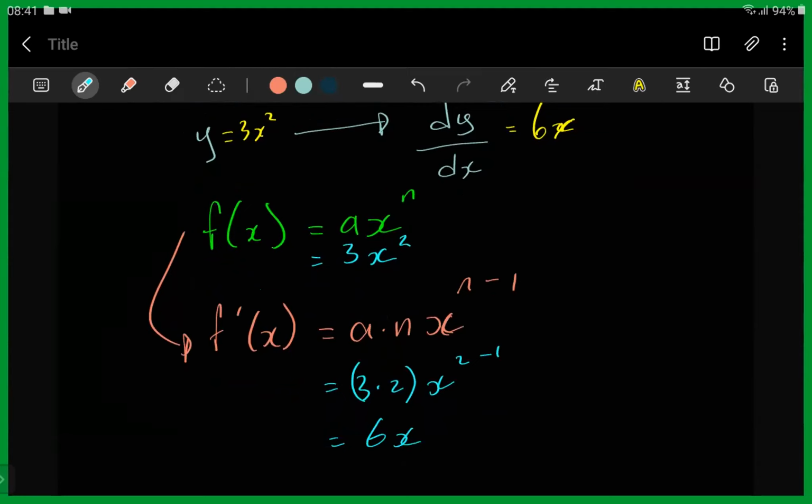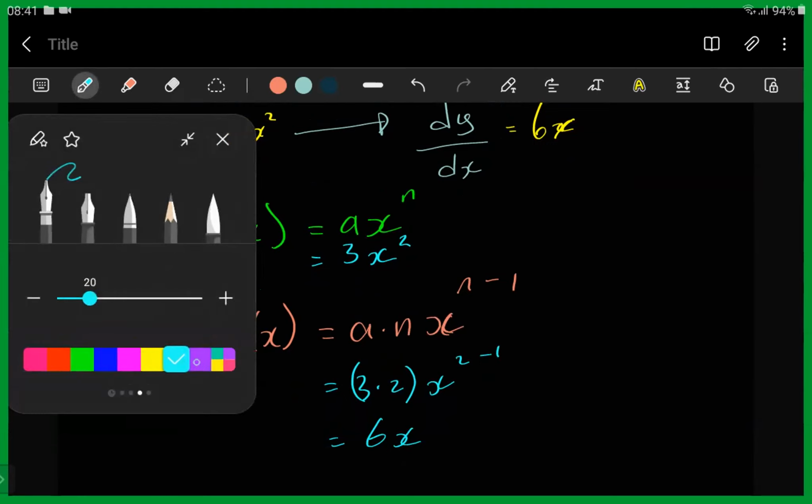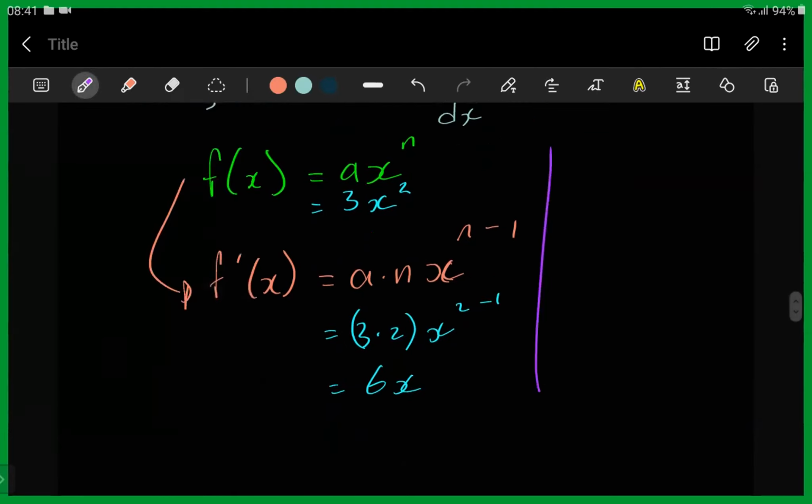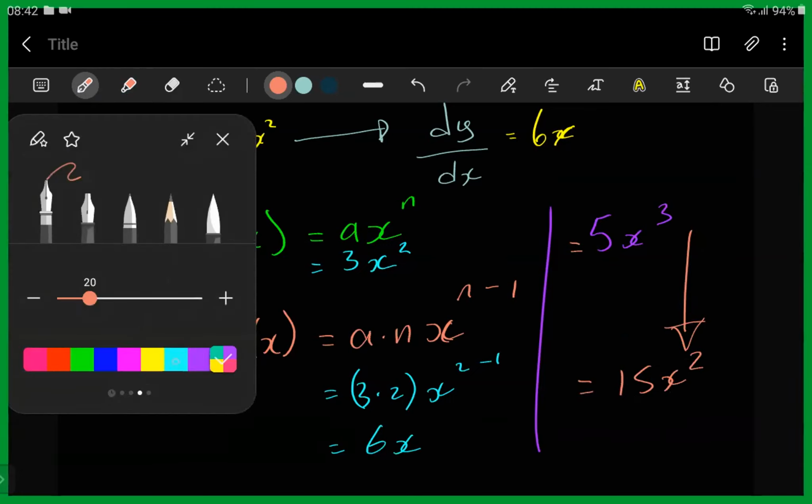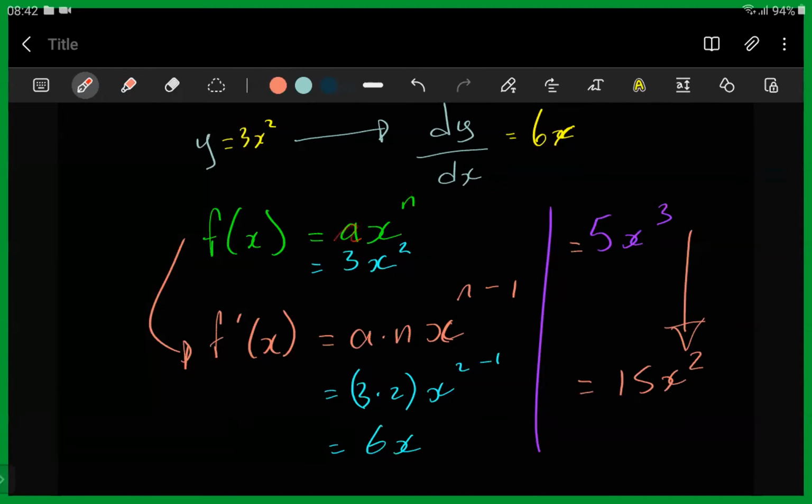So another example, we choose a basic one. You can have, let's say, 5x cubed as the starting equation. The differentiated version would be 15x squared, because you're saying 3 times 5, which is 15, and 3 minus 1, which is 2. Now, this is the same forever. Whenever you need to differentiate, it's always the exponent times the number in front, and then you remove 1 from the exponent.